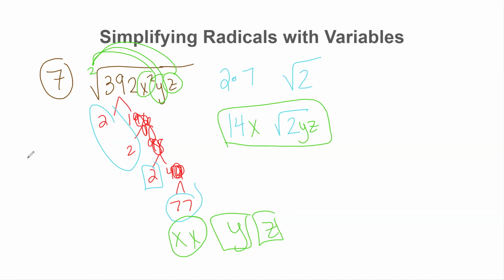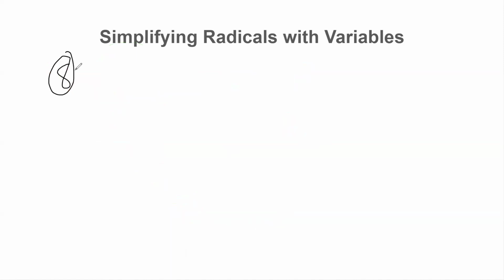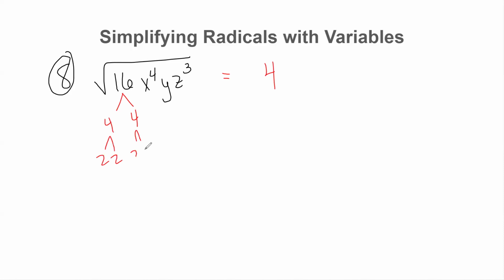Number 8. There's a total of 12 questions, by the way. And we'll get to cube roots here very soon. 16x to the fourth yz cubed. 16, you probably know the square root of 16 is 4. If you don't, that's 4, 4, 2, 2, 2, 2, partner, partner. 2 times 2 makes 4, and nothing left over. So again, you probably just knew that in your head. Again, it was a 2 out and a 2 out, which makes 4.